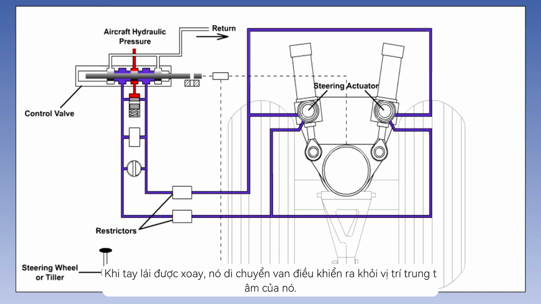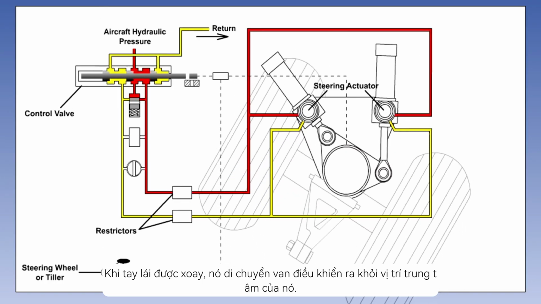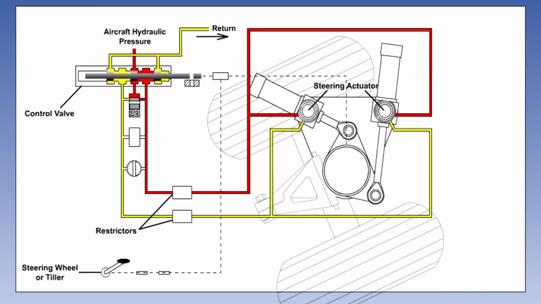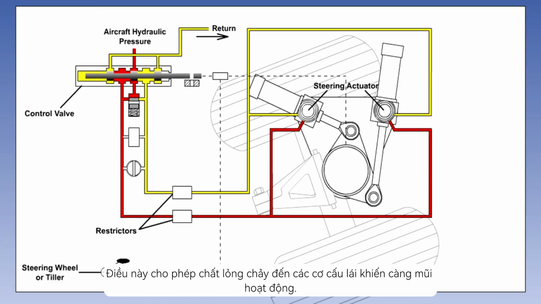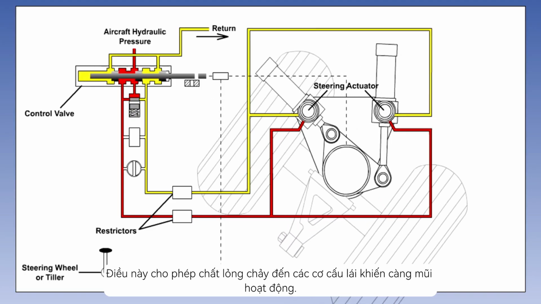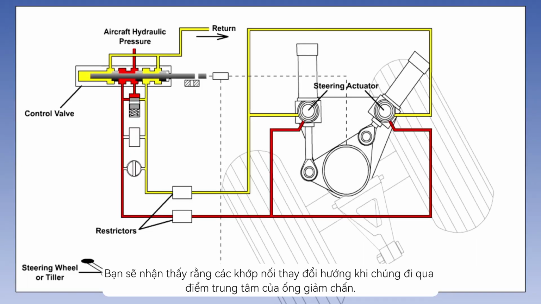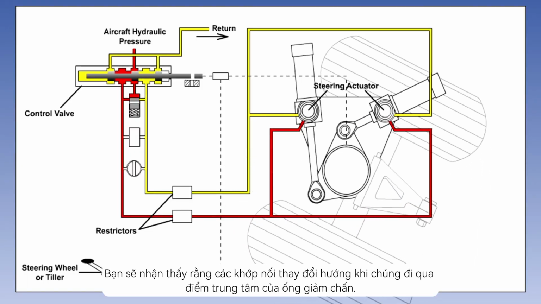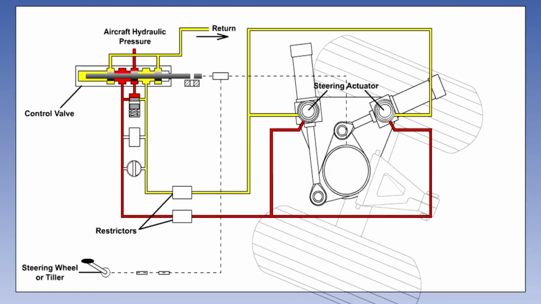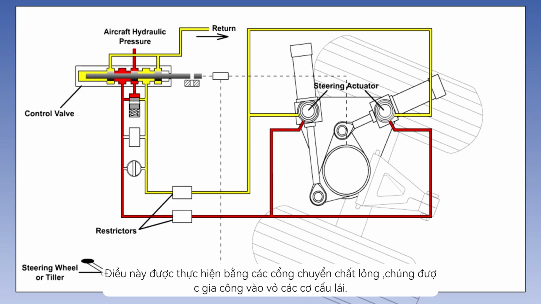When the tiller is turned, it moves the control valve away from its central position. This ports fluid to the steering actuators, causing the nose gear to turn. You will notice that the jacks change direction as they pass through the center point of the strut. This is achieved by fluid transfer ports machined into the actuator cases.